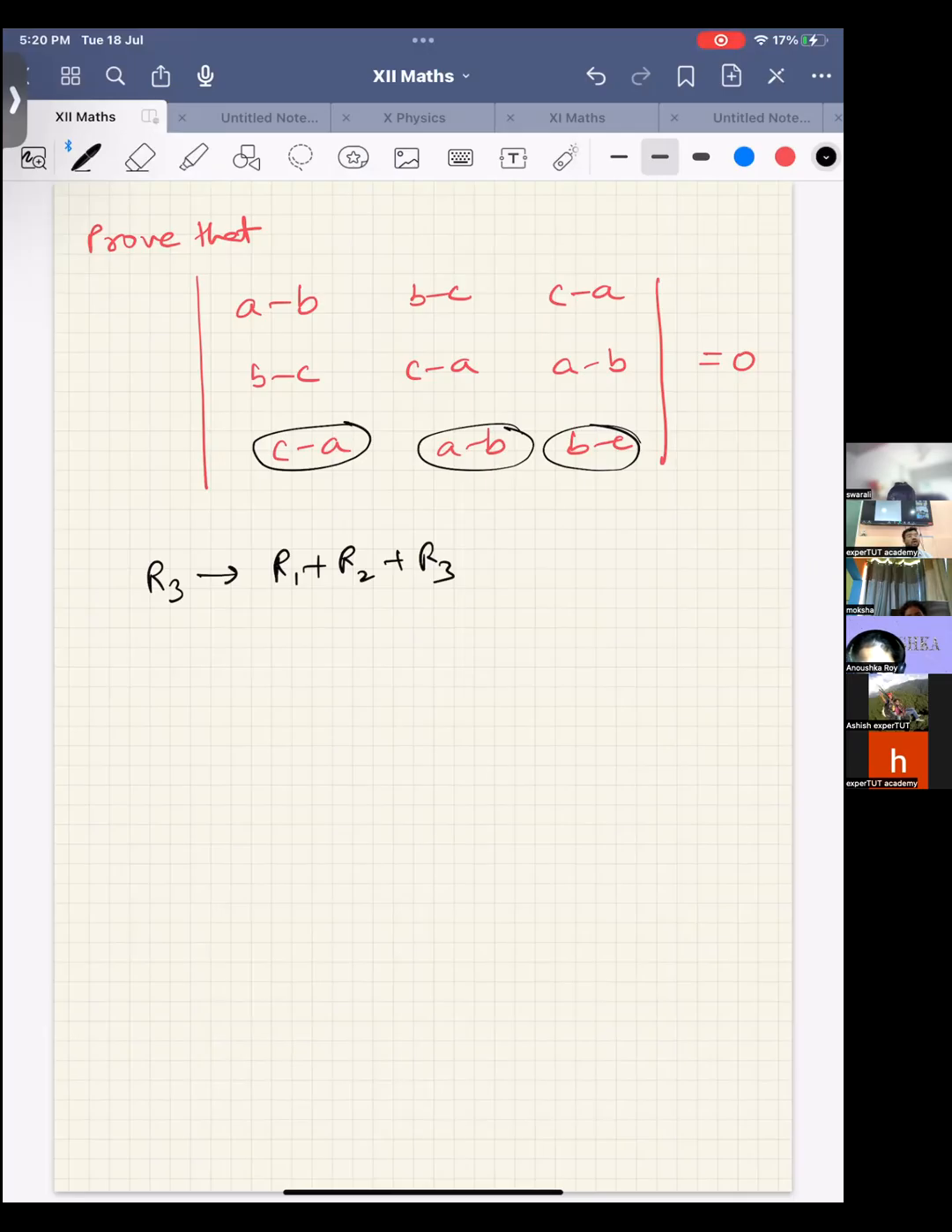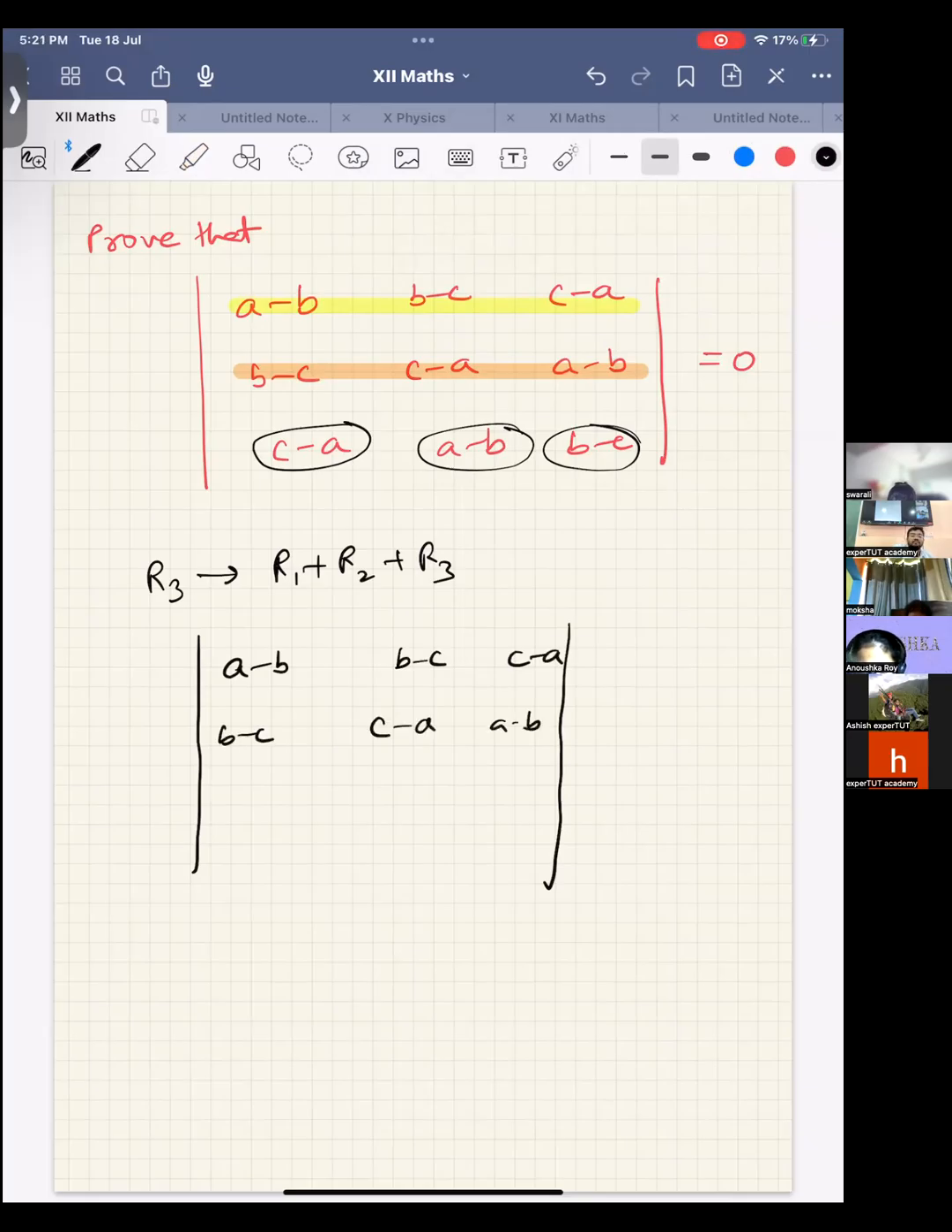Which rows am I not changing? First and second. I'm not touching first and second. So the moment I write this operation, I will just copy the first and second rows from the original. I'm copying the yellow line and the orange line. And this becomes a minus b, b minus c, c minus a, b minus c, c minus a minus b.